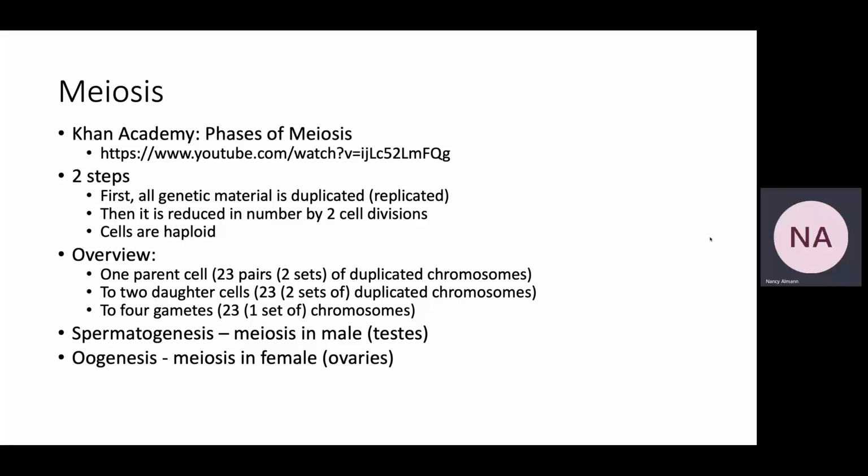There are going to be 2 steps. So it's kind of like you go through mitosis twice. You have to duplicate all of the genetic material. Then you have to cut that in half by 2 cell divisions, which leaves you with haploid cells, in other words, cells that have 23 chromosomes each. One parent cell, which will have 23 pairs of duplicated chromosomes, turns into 2 daughter cells, which will have 23 duplicated chromosomes, into 4 gametes, which will have 23 chromosomes or 1 set of chromosomes.